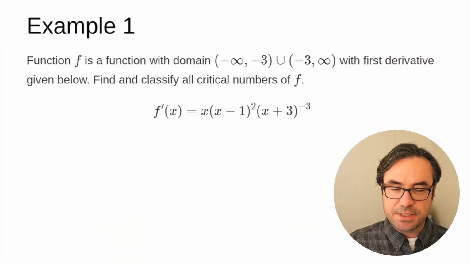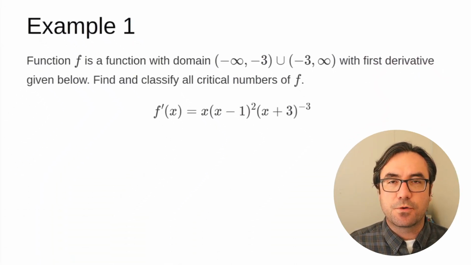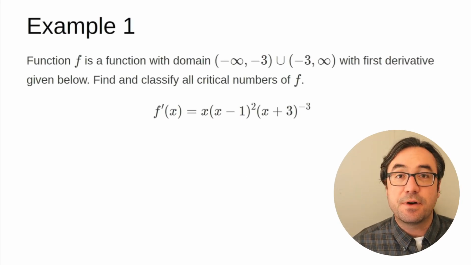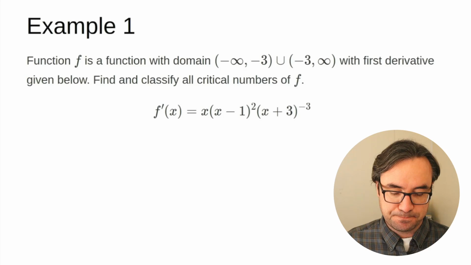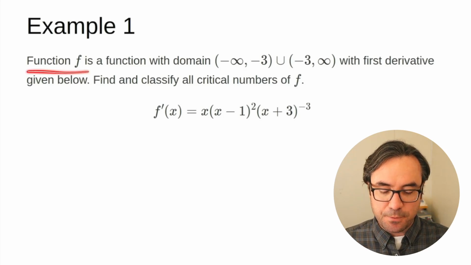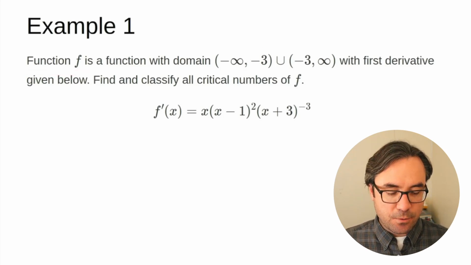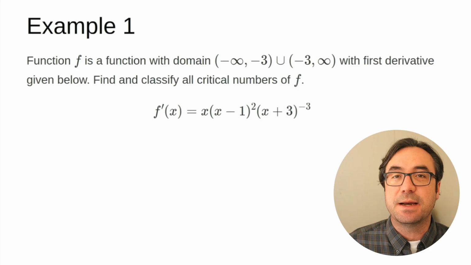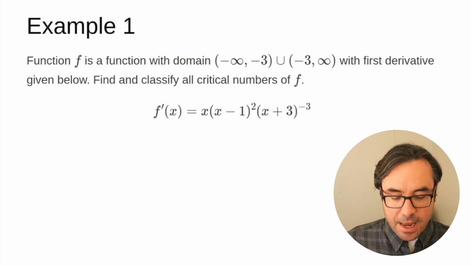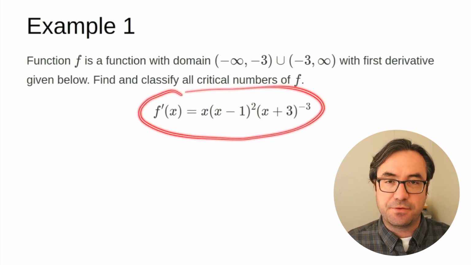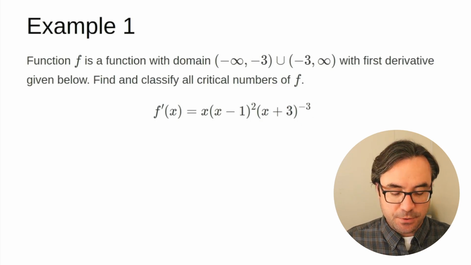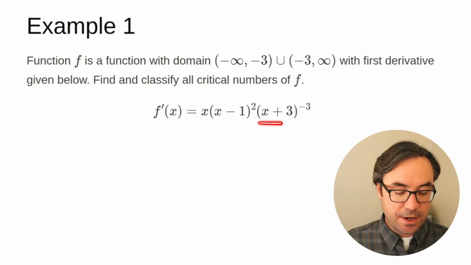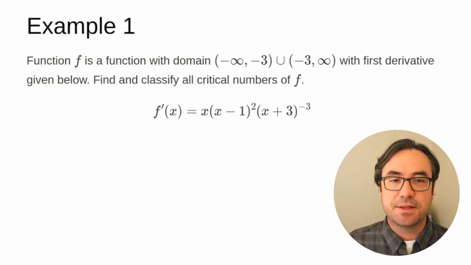But I want to jump down to example 1, just to go over how we actually find and classify these critical numbers. All right, so in this example, we have a function f, and we're given the domain. So the domain for this function is everything except negative 3. And then we're also given the first derivative of this function. So it's x times (x minus 1) squared times (x plus 3) raised to the negative 3.